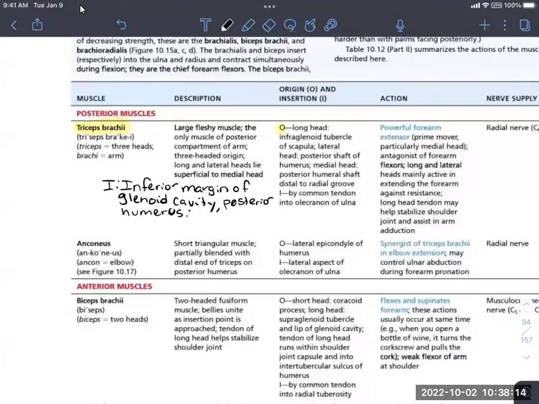And groove of the posterior humerus. That is not its insertion, origin. There we go. That is the origin of the triceps that you need to know. It inserts at the olecranon process. What does our triceps do? Well, they're going to extend the forearm.